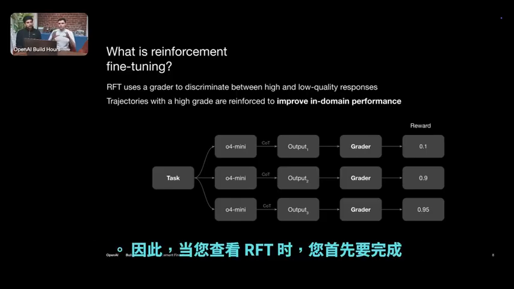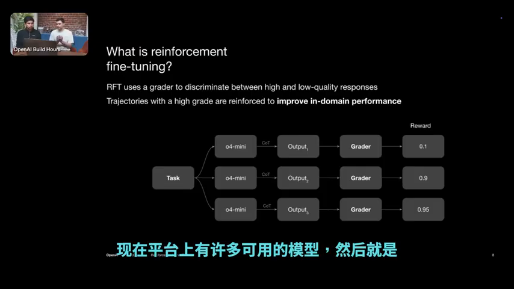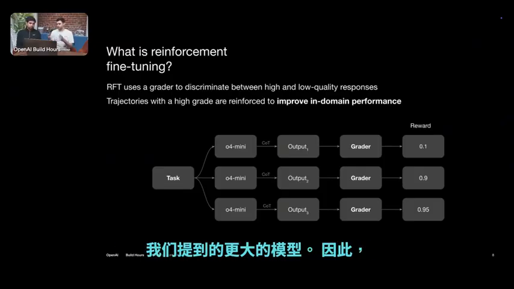So when you look at RFT, you start it with your task, which is your data set, probably your prompt and your answer. And then you choose a model. Here we'll be focusing on O4 Mini that's available on the platform right now. And then there is the grader that we've mentioned.